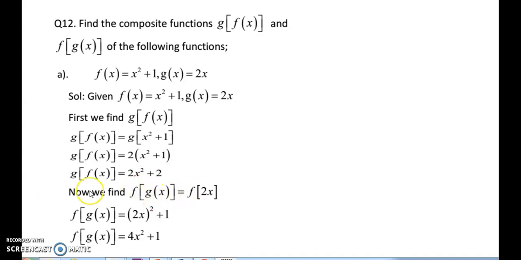Now let's find f of g of x. Now this g of x will become input to this f function. What is g of x? Look at this g of x function. It is equal to 2x. So what is f function? f function is x square plus 1. So instead of x, we will be replacing it with 2x. 2x square plus 1, which is the required answer.